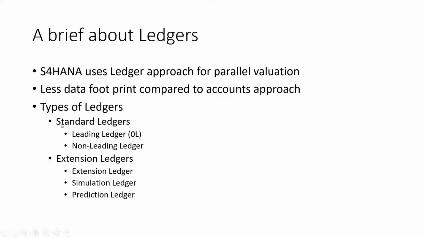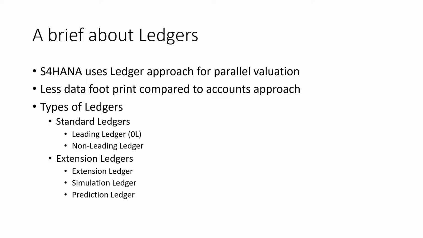We have standard ledgers and extension ledgers as different types of ledgers in S4HANA. Standard ledgers are those ledgers which will be posted onto the ACDOCA table, and extension ledgers are those which will have any of the standard ledgers as an underlying ledger, and whatever data is shown on the extension ledgers will not be stored in the ACDOCA table in most of the cases. There is an exception for this and we will see that later.